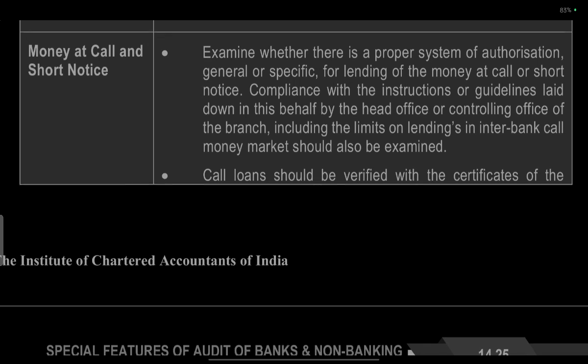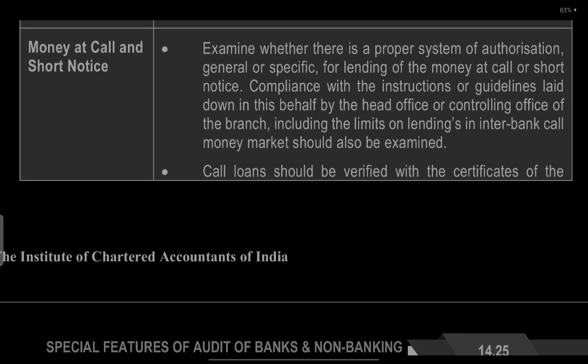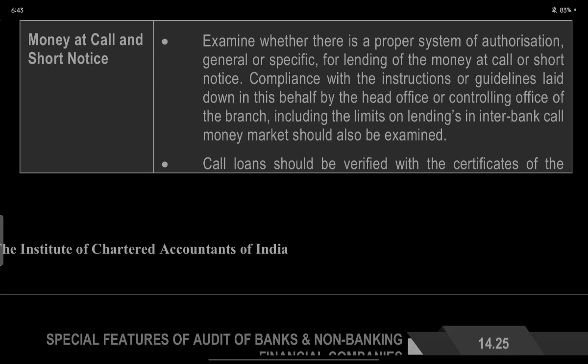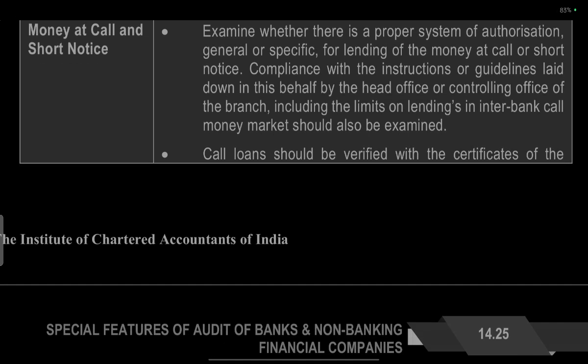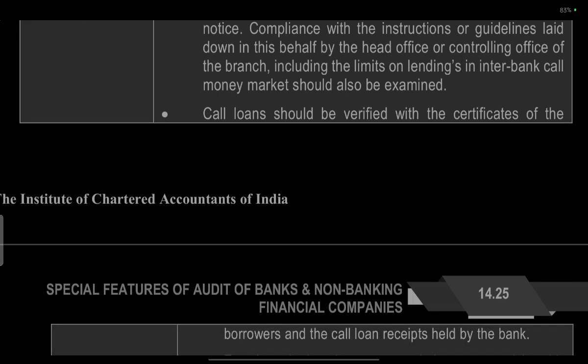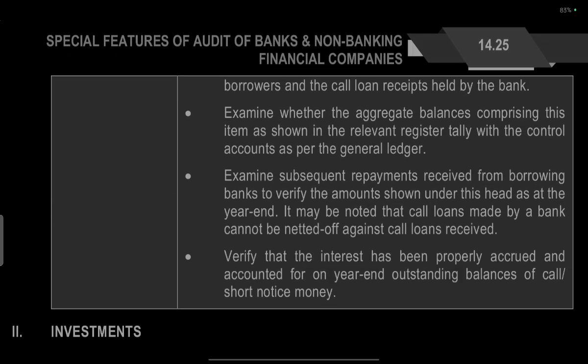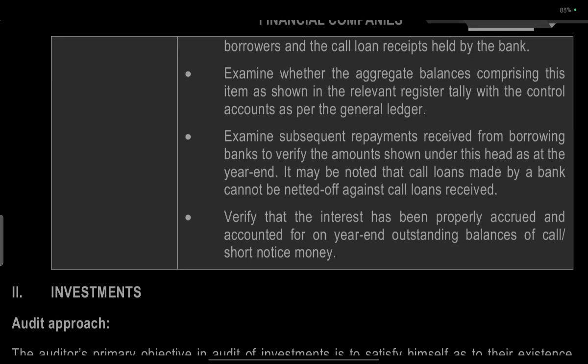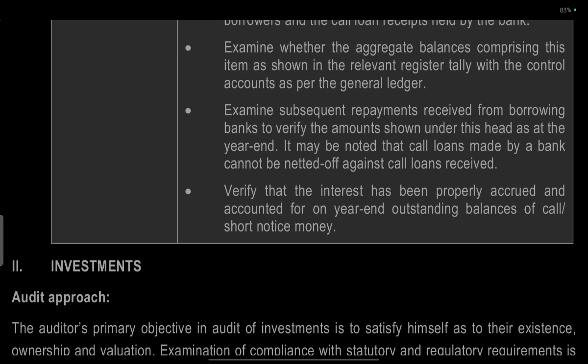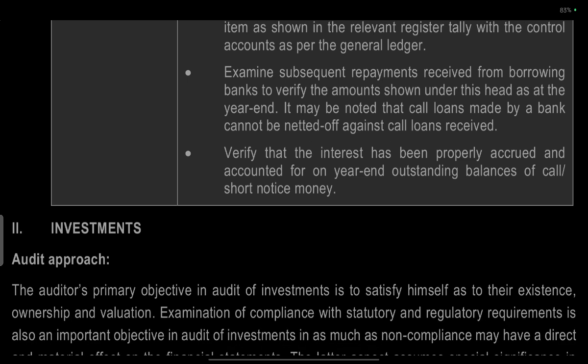Money at call and short notice. Examine whether there is a proper system of authorization, general or specific, for lending of money at call or short notice. Compliance with the instructions or guidance issued on behalf of the head office and the controlling office of the branch, including limits of lending in the interbank or money market, should be examined. The call loans should be verified with the certificate of borrowers and the call loan receipts held by the bank. Examine whether the aggregate balances are compared and shown in the relevant register and tally with the control accounts as per the general ledger. Examine subsequent repayment received from the borrowing bank to verify the amount shown under the head as at the year end.